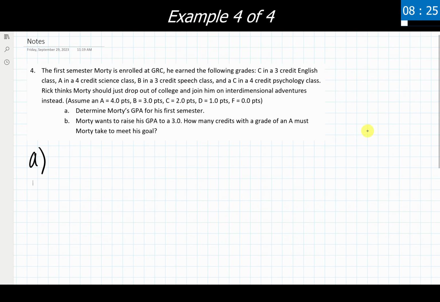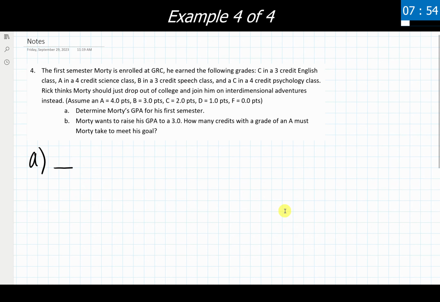We are told to determine Morty's GPA for his first semester. So the way we are going to do that is we are going to add up the total credits that he's earned with the weight that each class has. So for instance, a 3 credit class versus a 4 credit class versus a 3 versus a 4. Maybe we have a 2 credit class or a 1 credit class, something along those lines, but that is going to play into how we set this up.